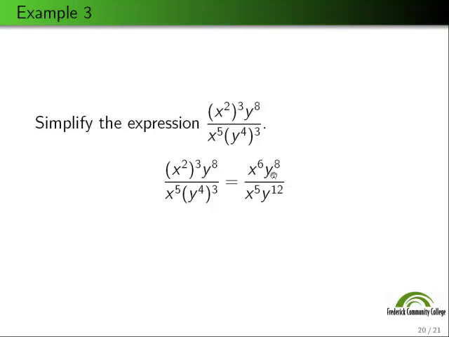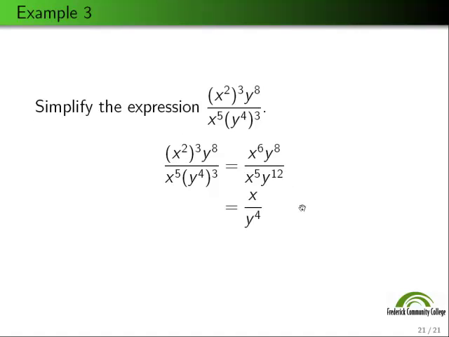We have 8 y's on top and 12 y's on the bottom. So they cancel, and that's going to leave me with 4 y's on the bottom. So again, x to the 6th over x to the 5th leaves me with the x on top, and y to the 8th over y to the 12th leaves me with y to the 4th on the bottom. Let's do one more example, and let's do it by hand.